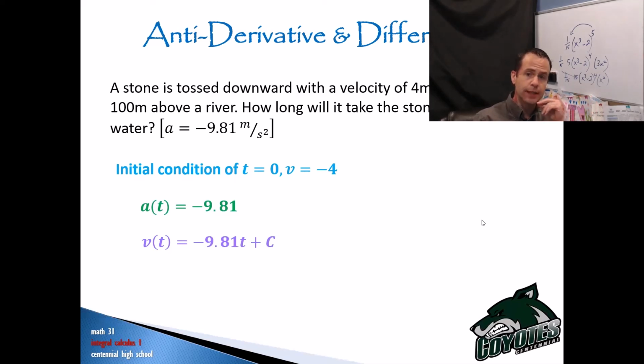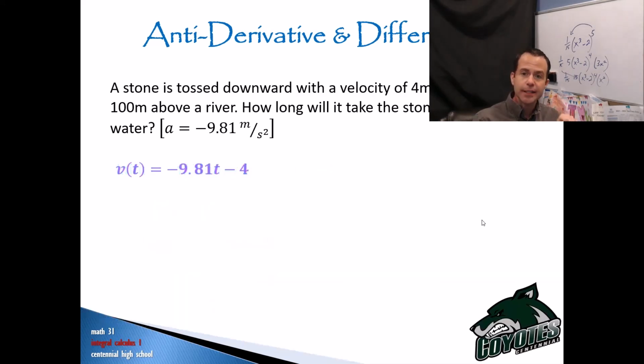So now I'm going to plug in my initial condition so I can solve for c. My initial condition is t is 0 while the velocity is negative 4, which means c is negative 4. Okay, so now I have a velocity equation of negative 9.81 t minus 4. Perfect. Now I need to take the antiderivative of that so I can get to the displacement equation. Okay, so this is going to become a 2, right? So this becomes negative 9.81 divided by 2. This will be negative 4t, and then I'll have to add the c to that.